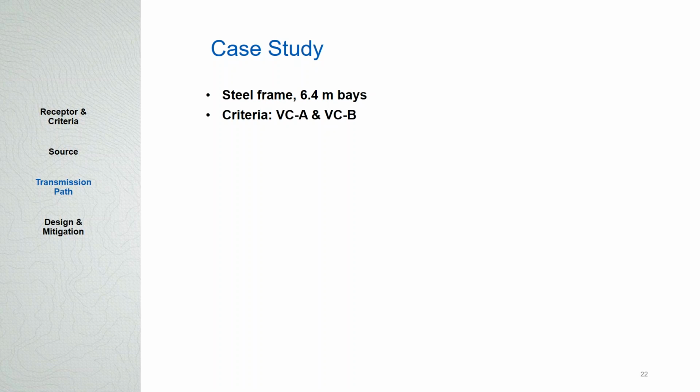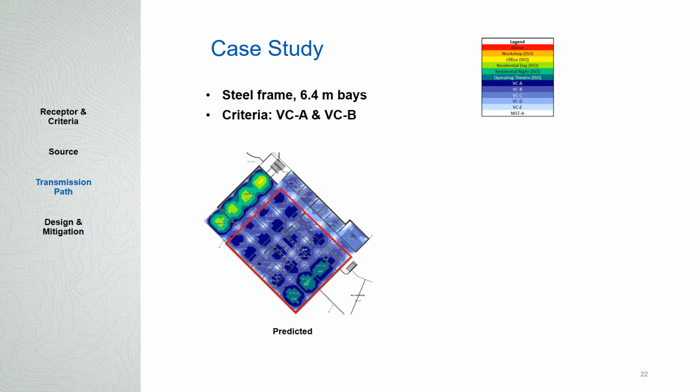And whenever we did the predictions, this is the response that was expected. We have the legend here up at the top of the screen showing workshop through VCA, VCB. So we're looking for the dark blue, and the next shade down of blue would be VCA and VCB. The area highlighted in red here is kind of the area of concern. And then, of course, we have the architectural drawings that are overlaid with this contour map that shows the criteria that's being achieved in various parts of the floor.